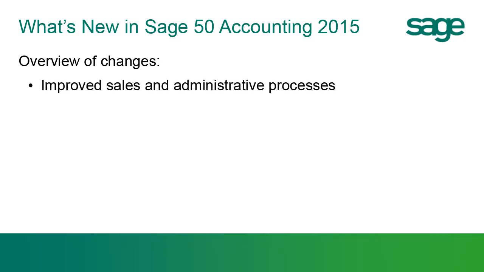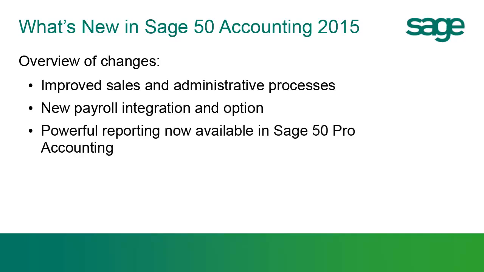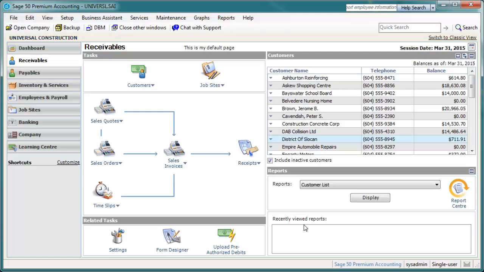We've made improvements to several areas, including sales and some administrative processes, payroll, including the integration with Manulife for PRPP benefits, and we've added a powerful reporting tool to Sage50 Pro accounting. Let's take a look at these changes in more detail, starting with the sales and administrative improvements.